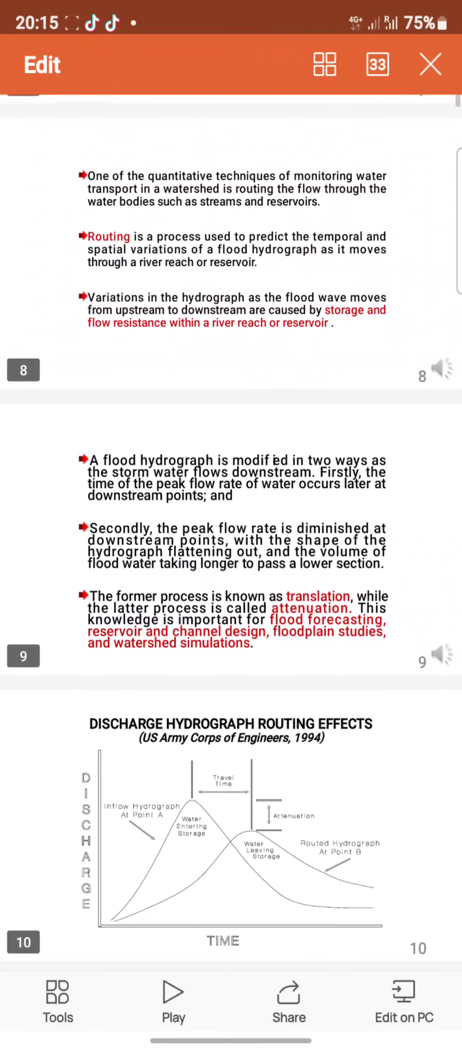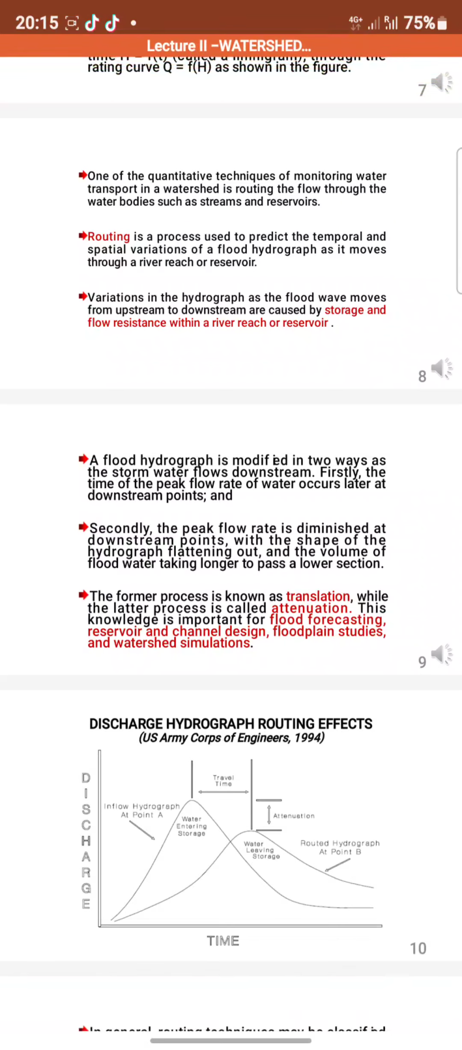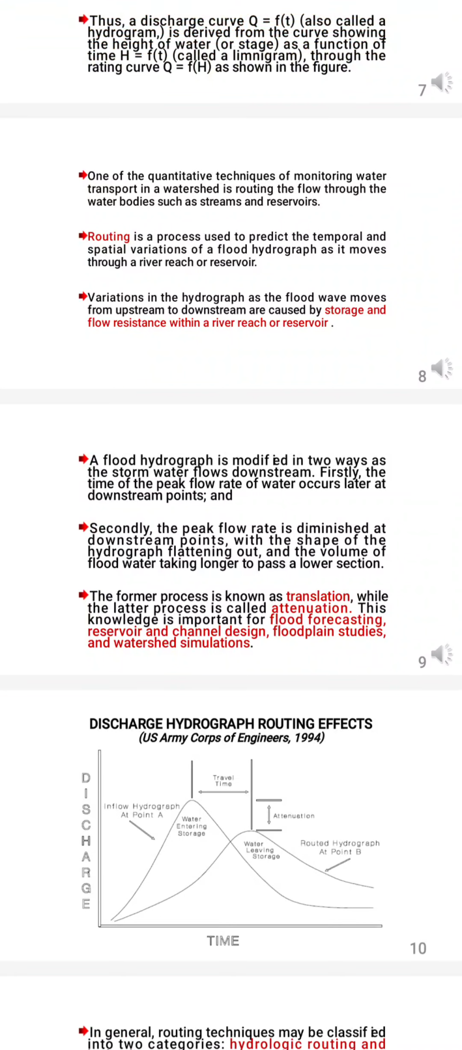Okay, based on the request which I received, routing. Let me read this definition just a bit. Routing is a process used to predict the temporal and spatial variation of a flood hydrograph as it moves through a river, a reach, or reservoir.